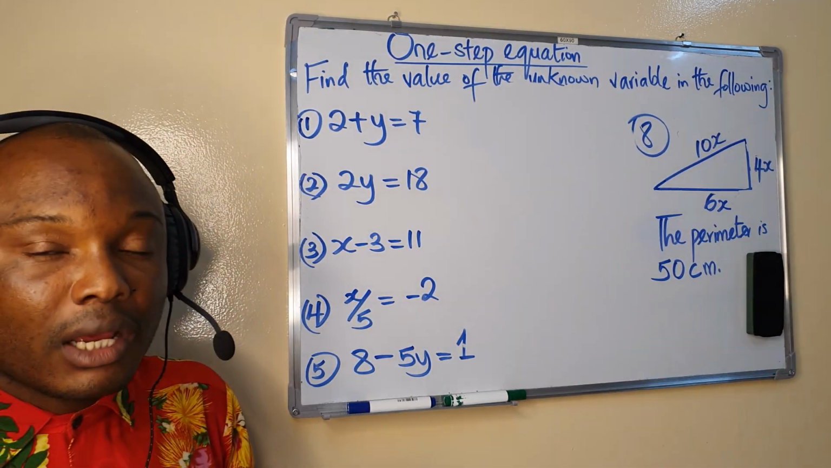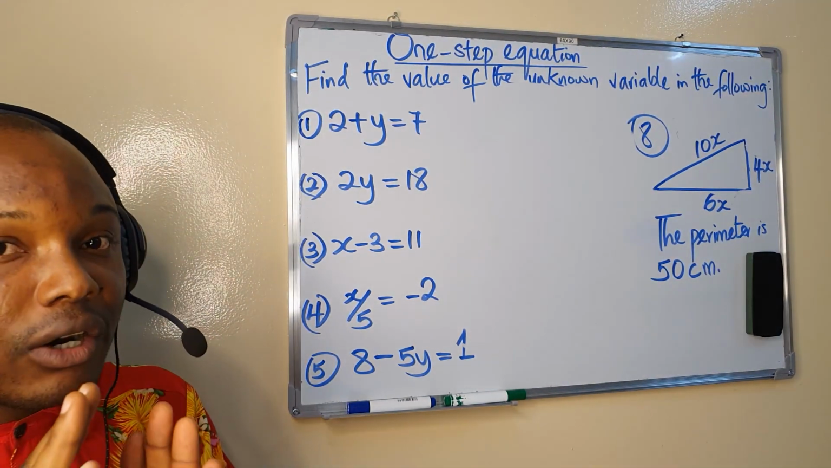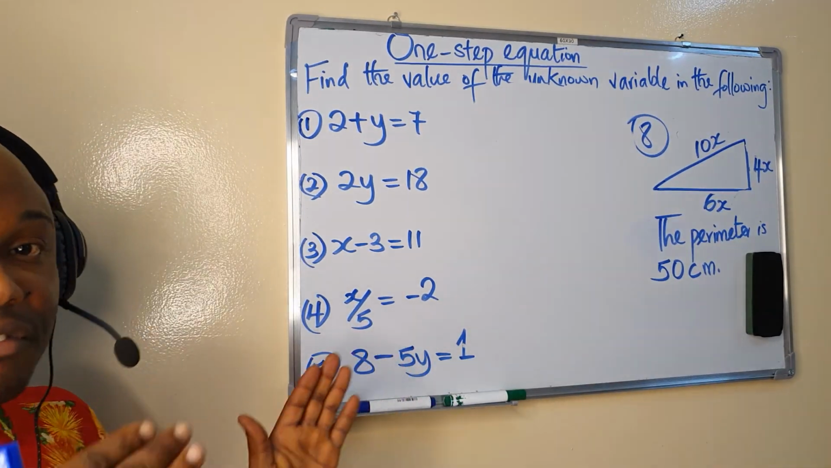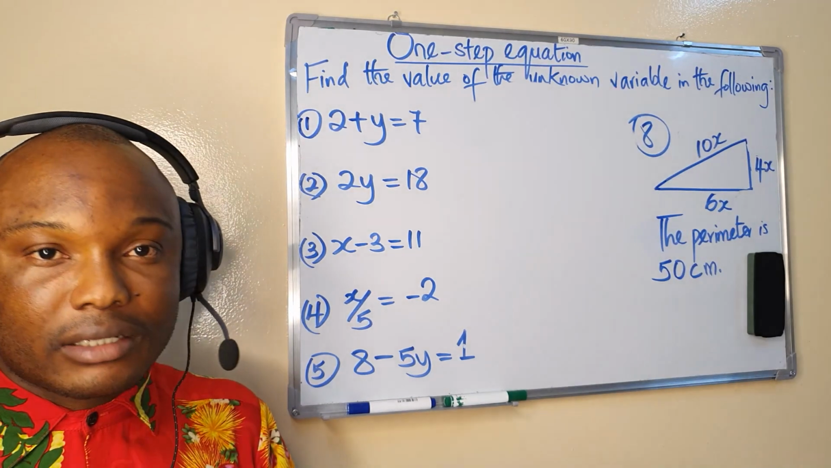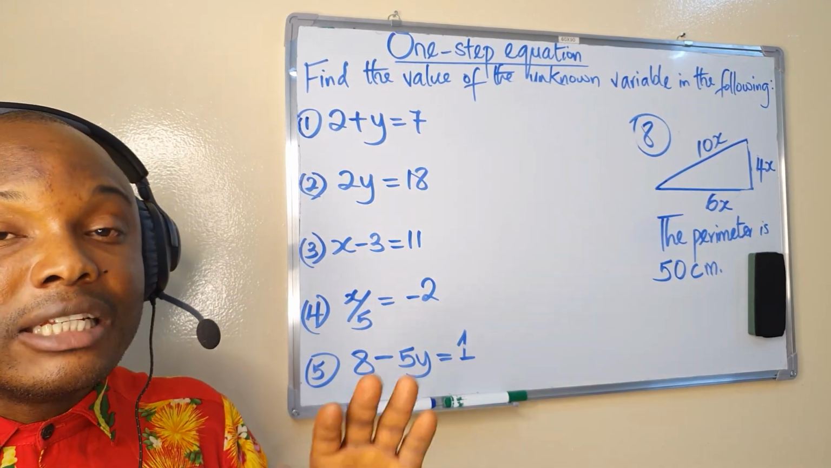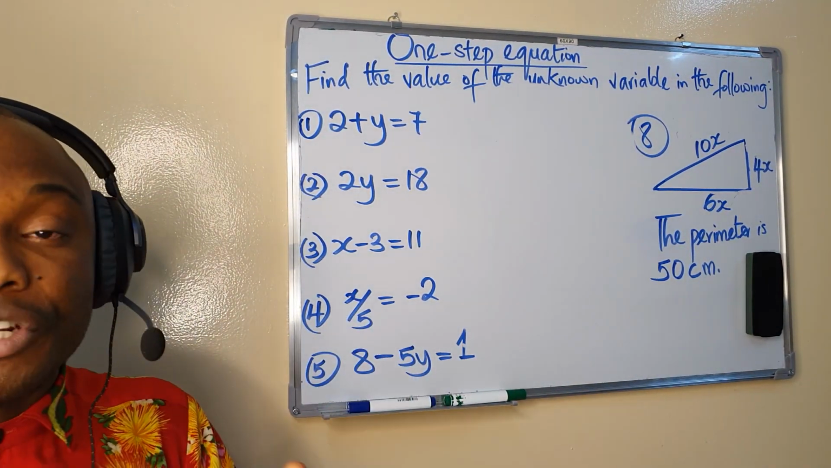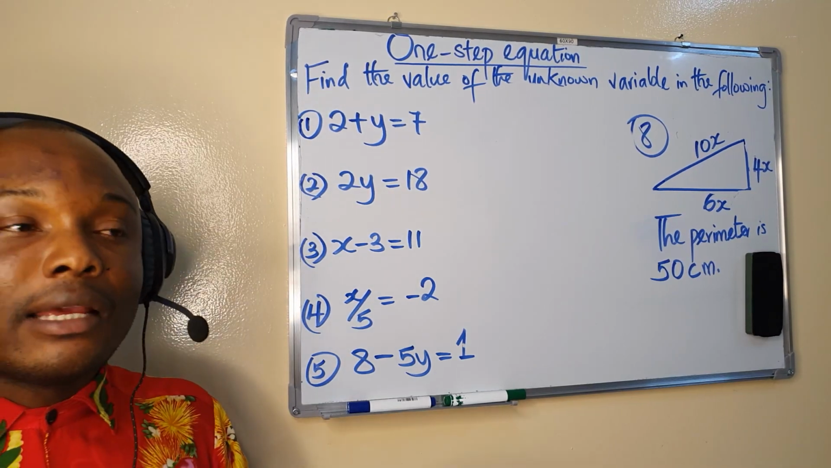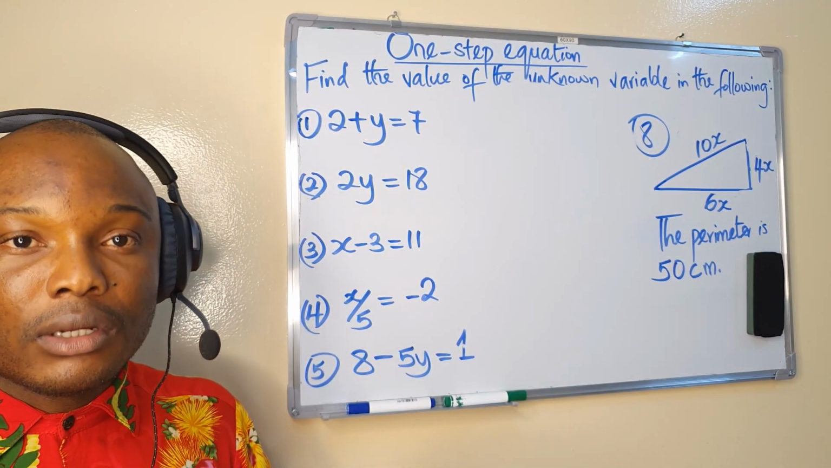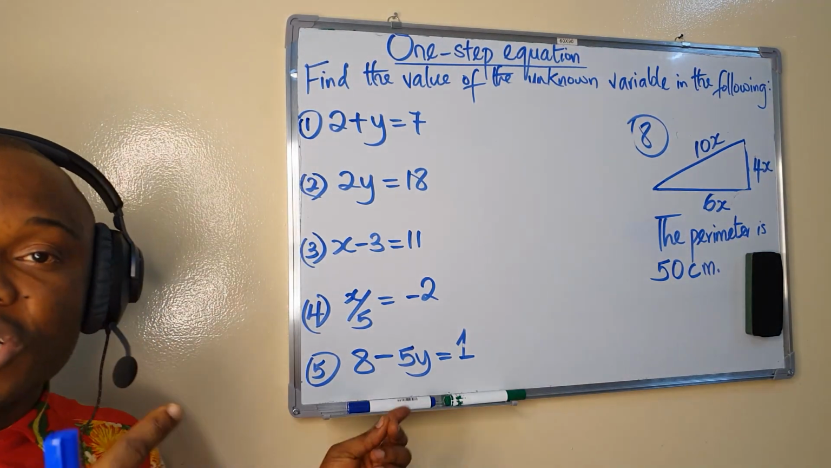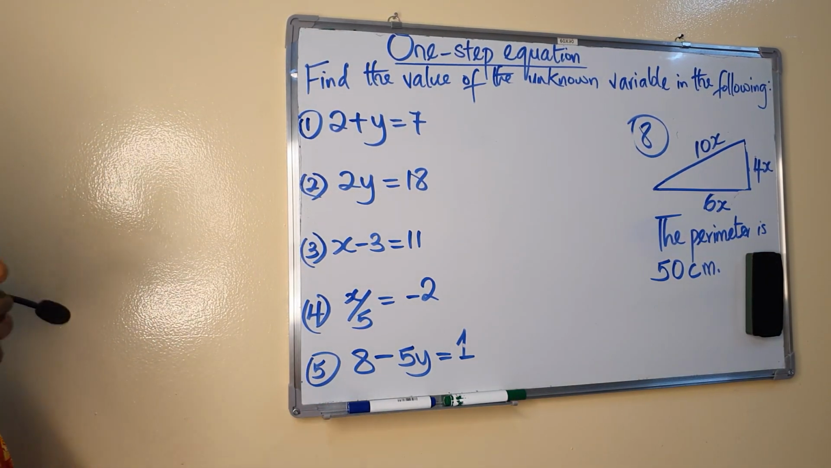So for that purpose, it must be allowed to stay on its own. You can keep it on the left-hand side or on the right-hand side, it doesn't matter. But the thing is that it must stay alone. But for it to stay alone, you must apply mathematical rules to make it stay alone. Watch me as I solve these examples to prove to you.